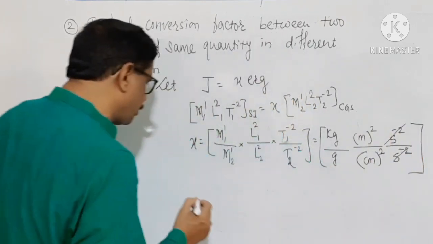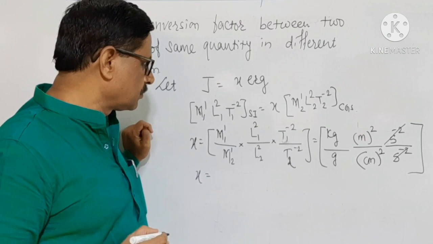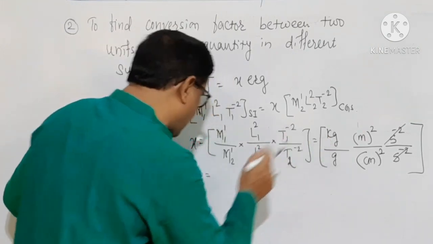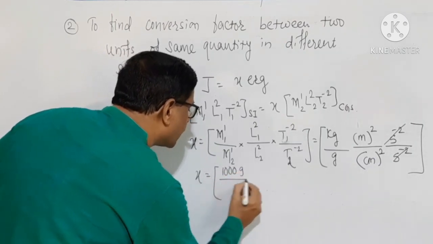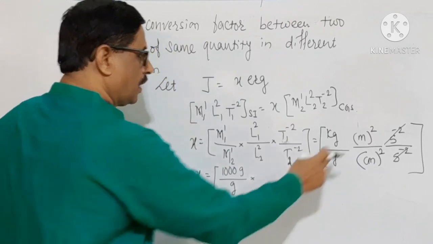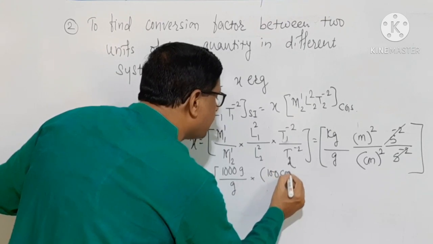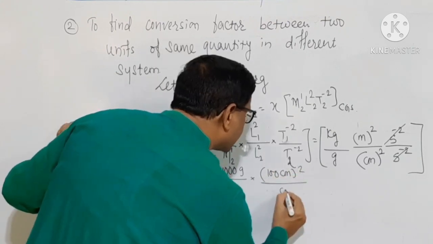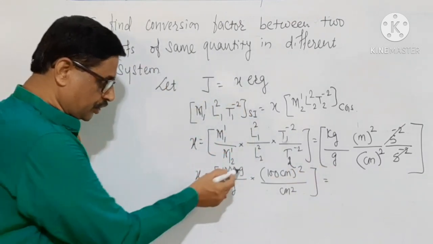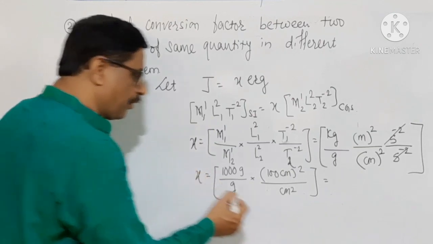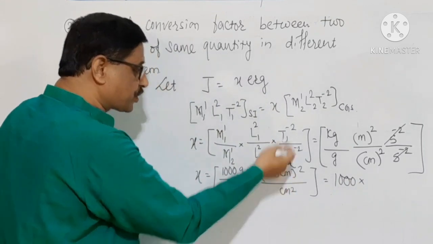These two get cancelled in the numerator and denominator, and hence you will get x equal to kilogram upon gram. We will convert this kilogram into gram. It is 1000 gram divided by gram. This meter, what is meter equal to? 100 centimeter square divided by centimeter square. This gram gets cancelled. What remains here is 1000. Therefore, it is 1000 into 100 square.